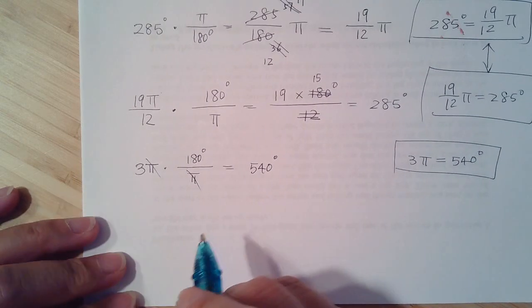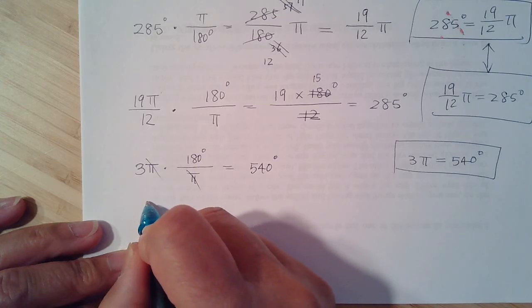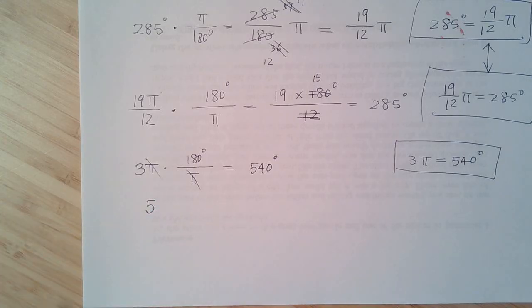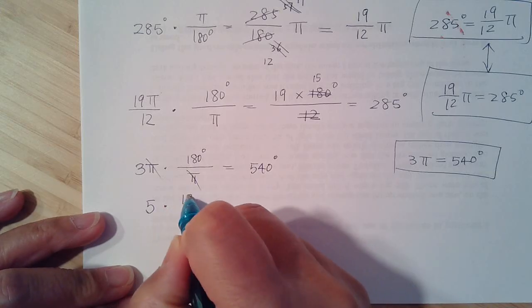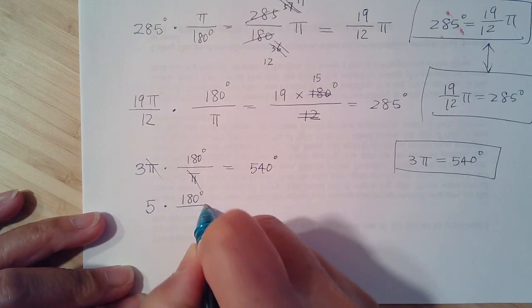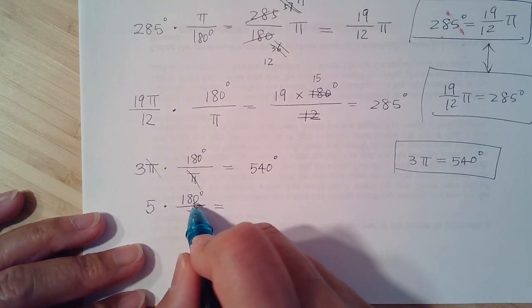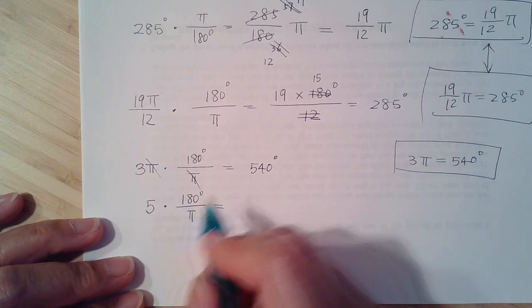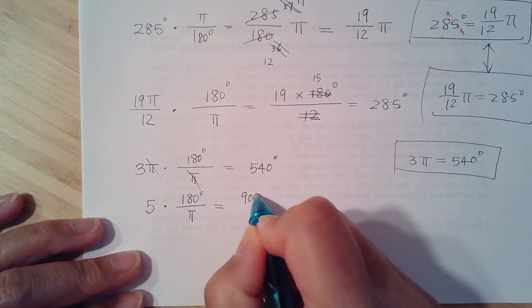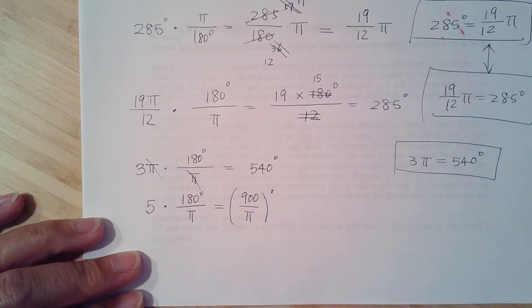Now, I'll give you a very interesting question. What about 5? Can you convert this into degree? Yeah, you can do that. So it's going to be 180 degree over pi, and that's going to be 5 times. Did you notice there's no pi? I just used this, just a 5. So 5 times that is 900 over pi, that many degree.